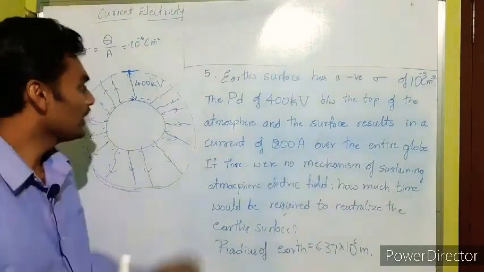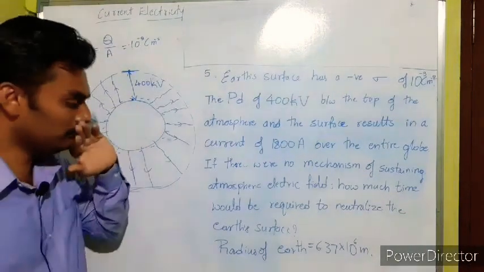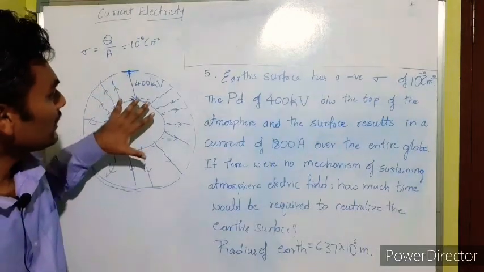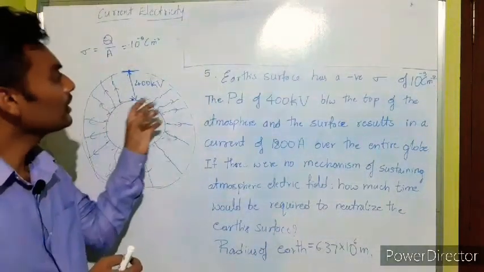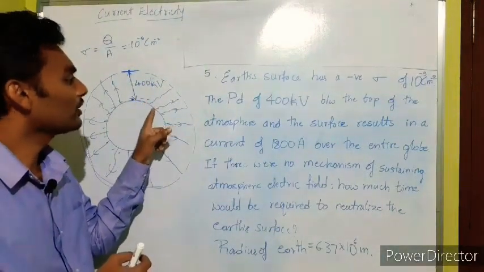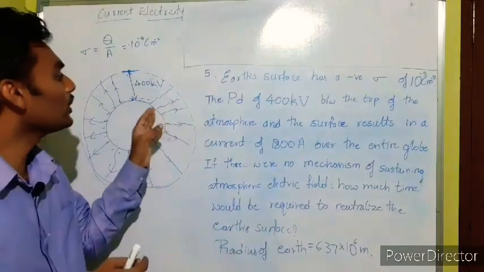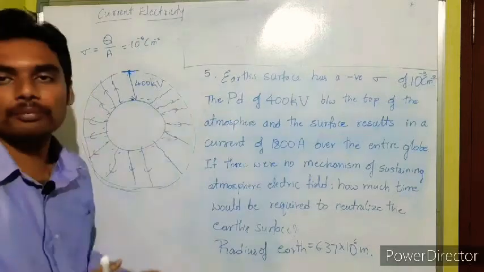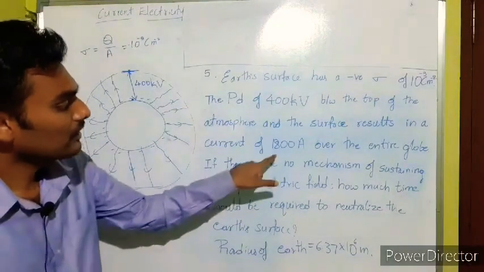So even though air is a bad conductor, due to ionization, air does allow a certain current to flow through it. And yes, it does happen. Current continuously flows. What is current? Flow of charges. So this atmospheric air allows these charges to move from the surface to the top. Yes, it happens.